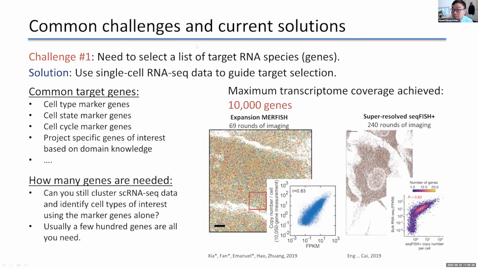I do want to mention the maximum transcriptome coverage achieved by multiplex FISH is 10,000 genes, so maybe half of the transcriptome from multiple labs now. I mean, either by combining MERFISH with expansion microscopy, or this super resolved seqFISH plus. But this, of course, has added level of complexity. So as a start, maybe start with the hundreds of gene scale is a good choice.